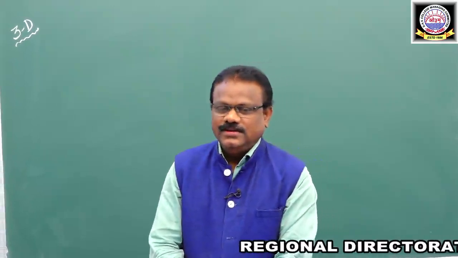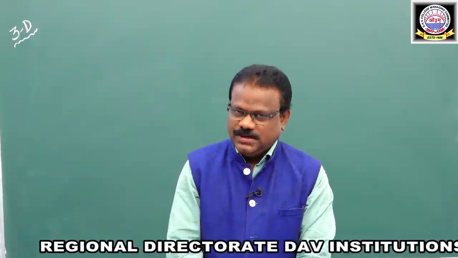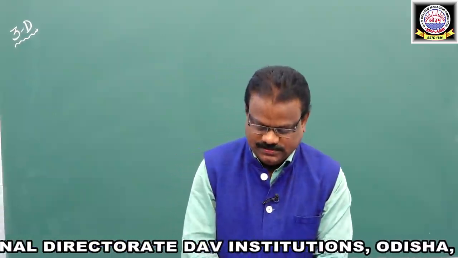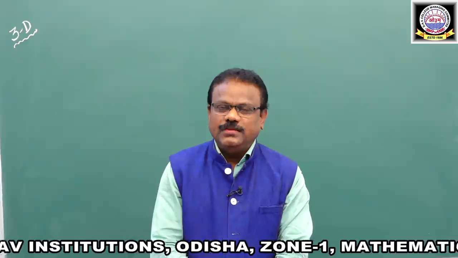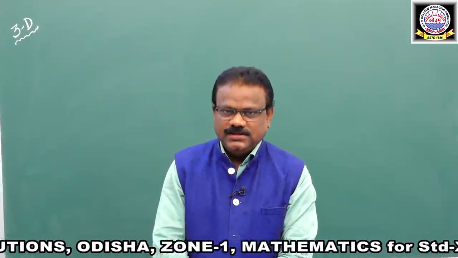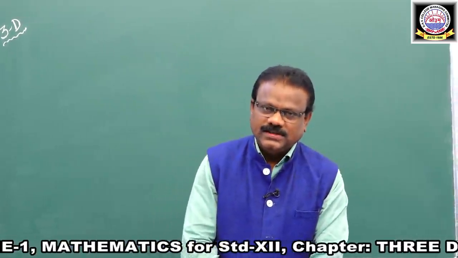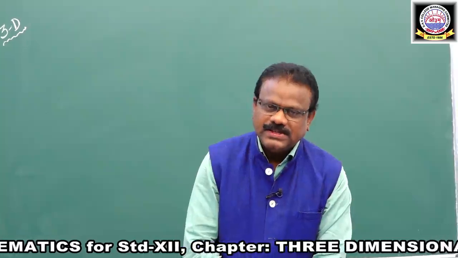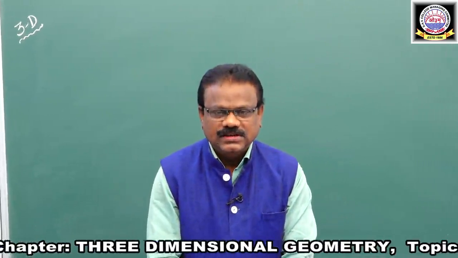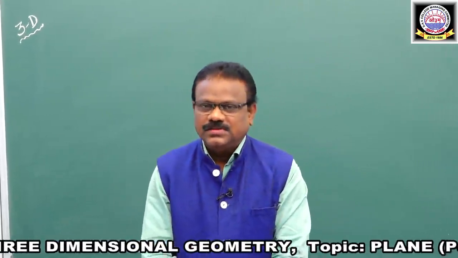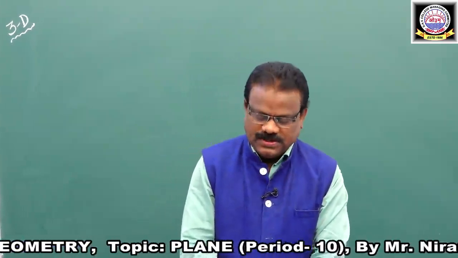Once again today we will discuss a new article of the chapter three-dimensional geometry. Before that, let me recap what we did in the last class. In the last class we discussed the family of planes. The family of planes passing through the line of intersection of two planes is first plane plus lambda times second plane, or second plane plus lambda times first plane, equal to 0.